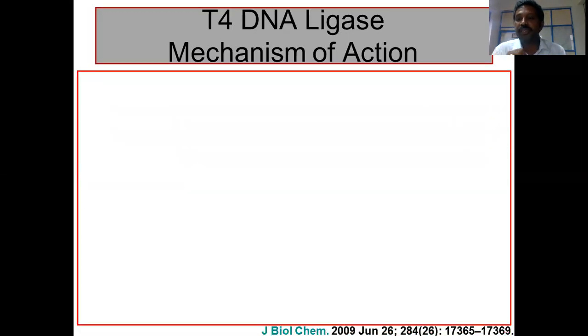There are three steps in the formation of the phosphodiester bond. The first one is ligase adenylation. The second step is DNA adenylation. The third step is the phosphodiester bond formation. We'll go through and I'll explain the same thing one by one.